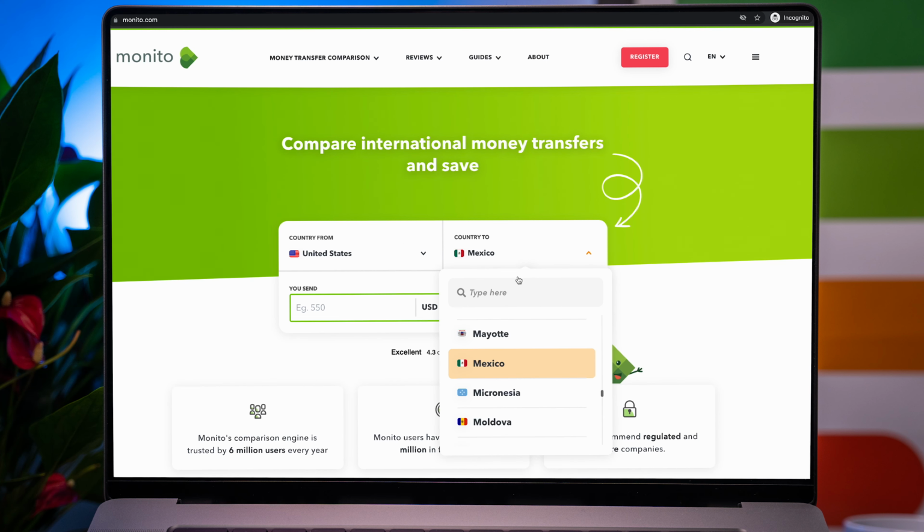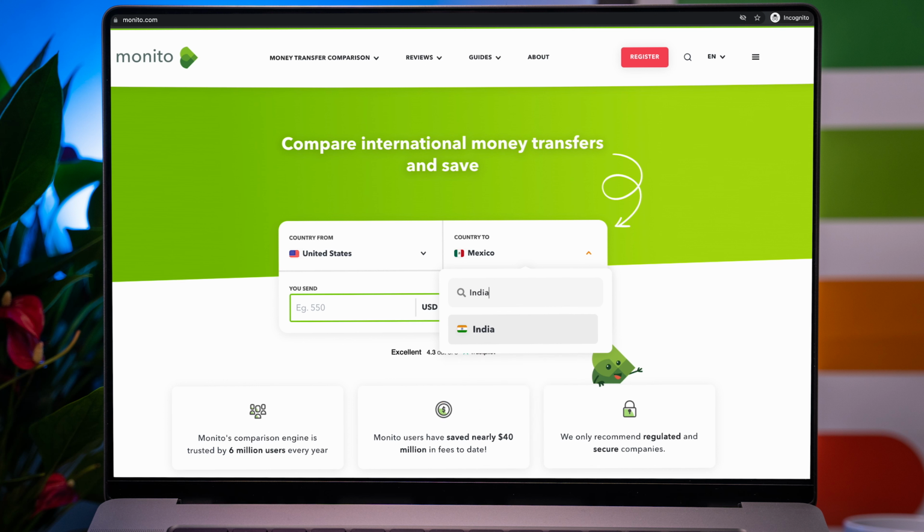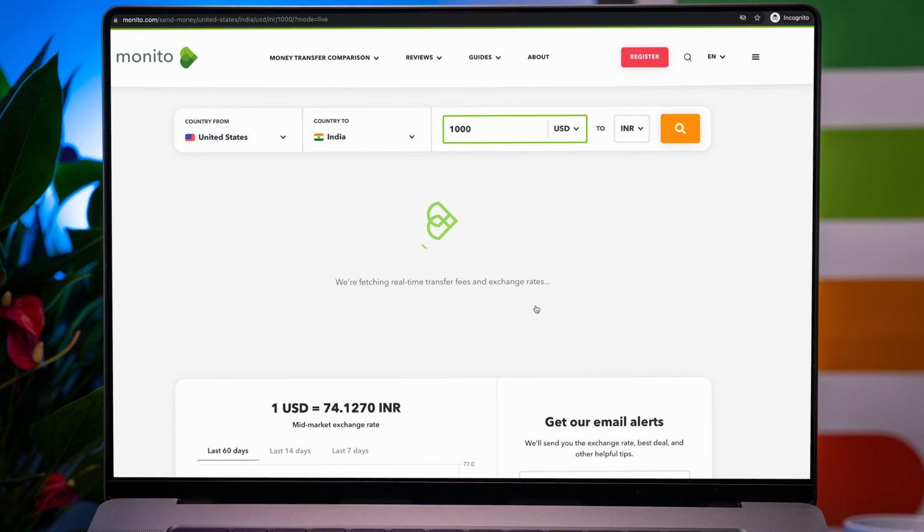Next, we need to go back to the Monito.com homepage and use the comparison engine. The first thing we should do is select India as the country we wish to send money to, and then enter the amount we wish to send. So for me, $1,000. And at this point, you need to decide how you want your money to be received, and those options are available here at the top.